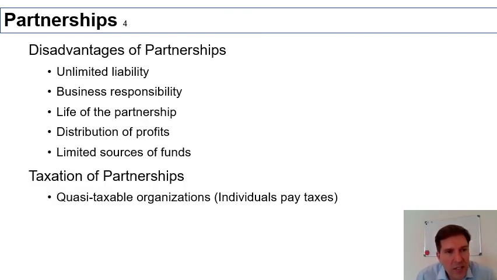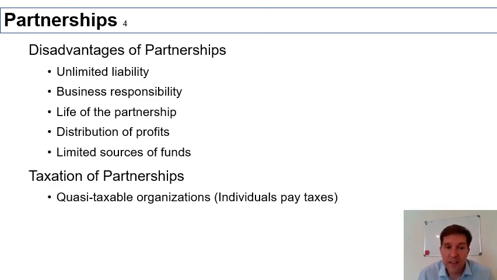What are the downsides of partnerships? Well, there are a few. One is that at least one of the owners, depending on the type of partnership, if it's a general partnership, everybody is fully liable with all their assets. So you have the same problem that you had in a sole proprietorship, which is that if things go wrong, you can get sued for everything that you own personally, not just from the business side. Okay.